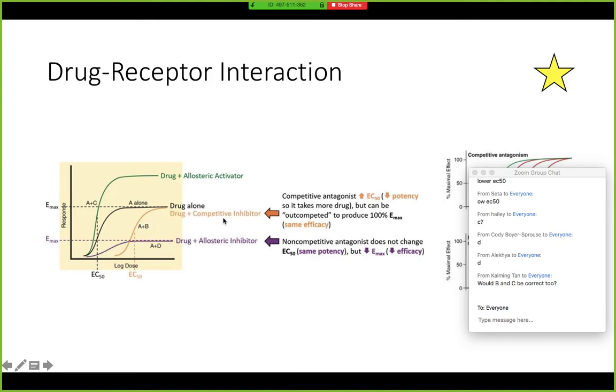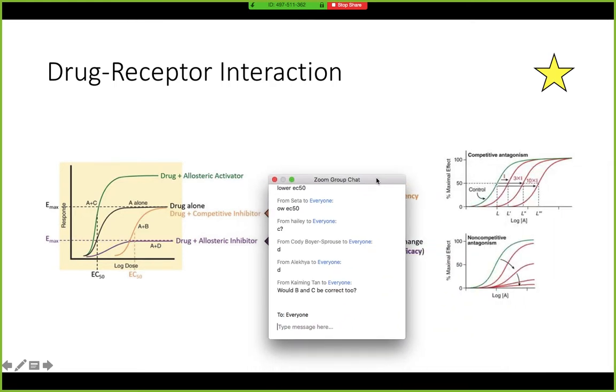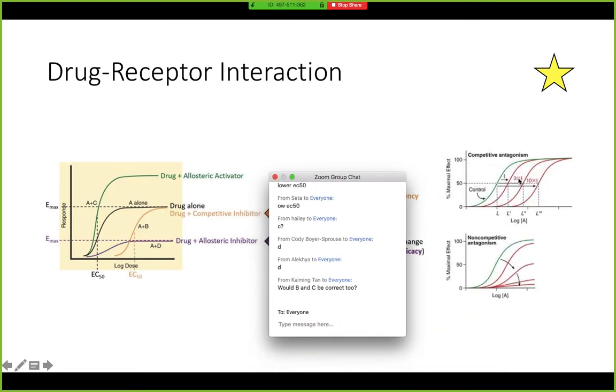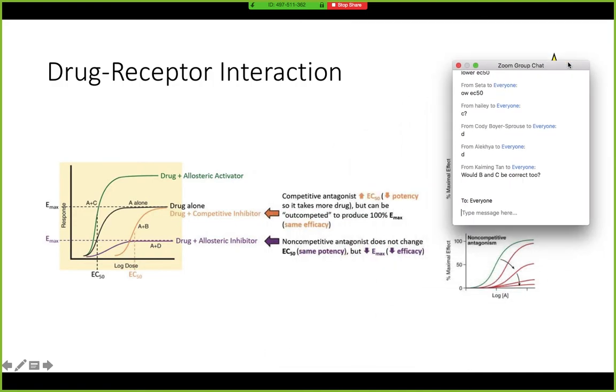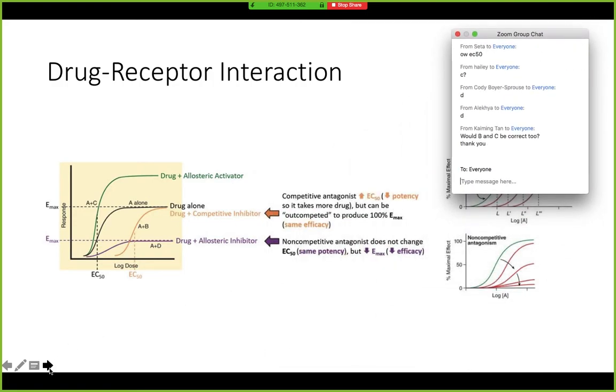And then competitive antagonists are going to shift the dose response curve to the right. So they're going to increase the EC50 or decrease the potency. So you can also see this over here. So a right shift of the curve versus a decrease in the Emax. Does that make sense? Yeah.